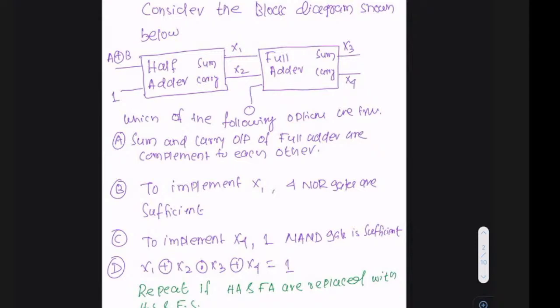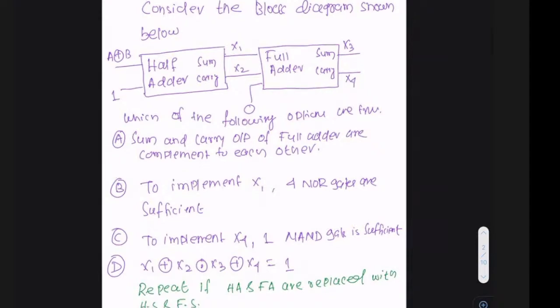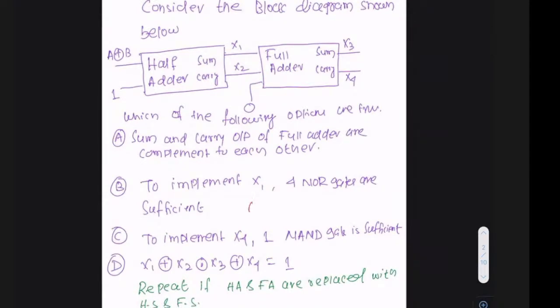Anyway, to answer this, what I need is, for a half adder, the sum expression is given by A XOR B, and the carry is given by AB, right? This is what you should know first. By taking this into consideration, I can easily evaluate what is this X1.